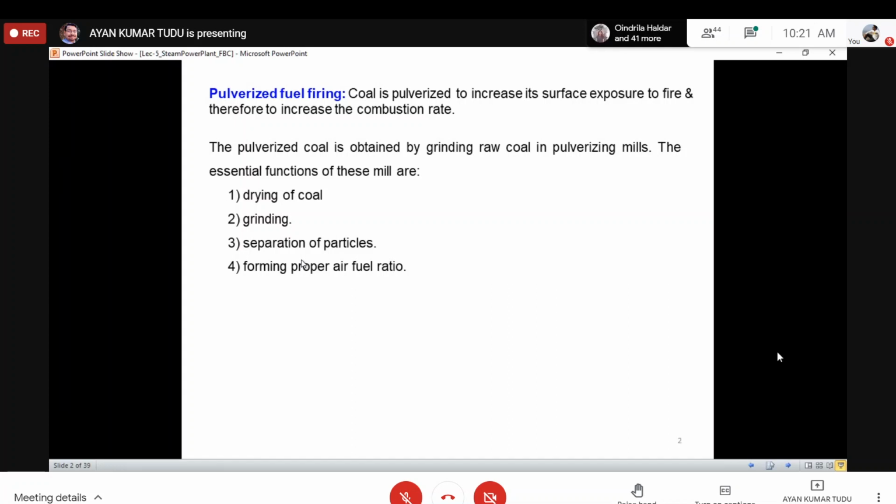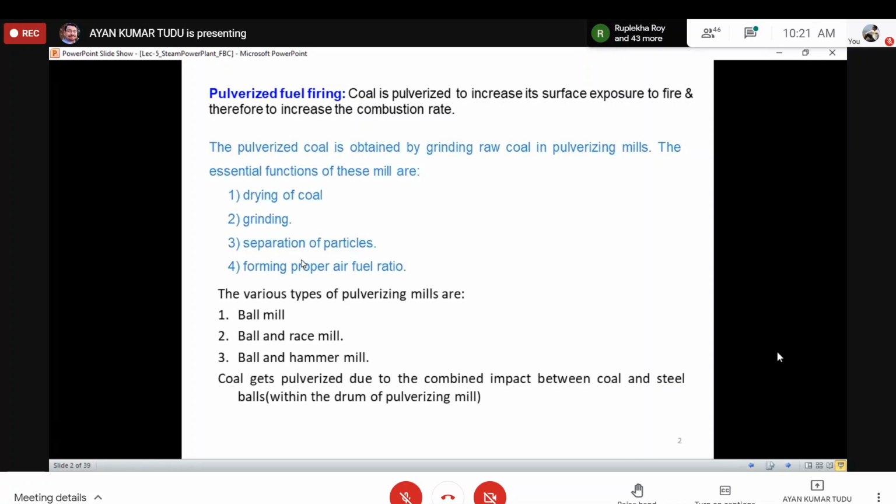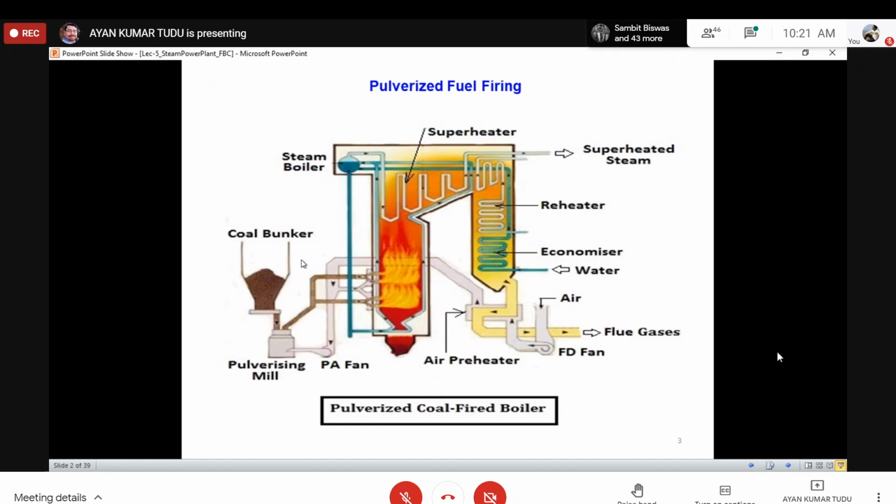Okay, so the pulverized coal is obtained by grinding raw coal in pulverizing mills. The essential functions of these mills are obviously drying of coal, grinding of coal, and separation of the particles. Means if any unwanted particles are there, sometimes rocks will also be there, those particles have to be removed from that particular coal. Okay, forming proper air fuel ratio. The various types of pulverizing mills are ball mill, ball and race mill, ball and hammer mill. Coal gets pulverized due to the combined impact between coal and steel balls within the drum of the pulverizing mill.